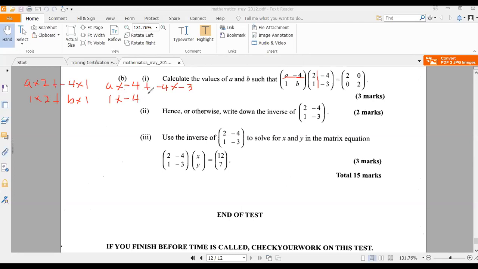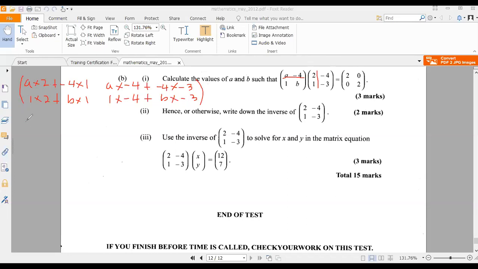So 1 times -4, which is -4, plus B times -3. Okay, B times -3. All right. So that will be B times -3. Beautiful. All right. So this will give me what?